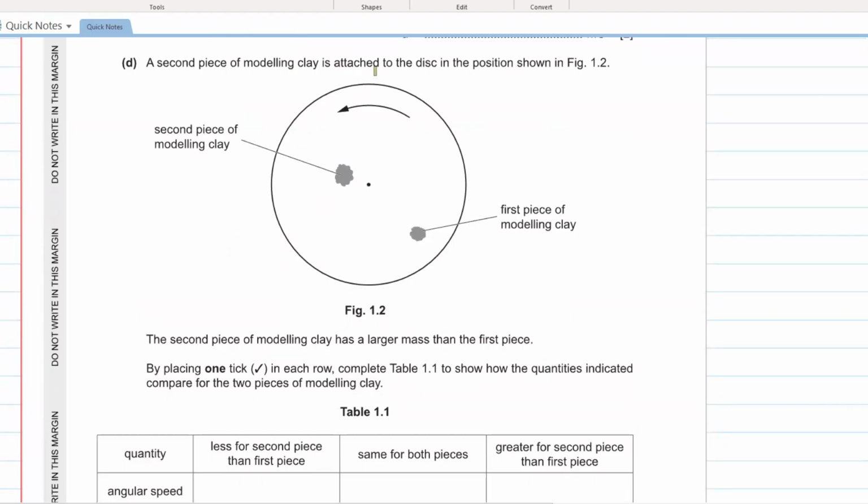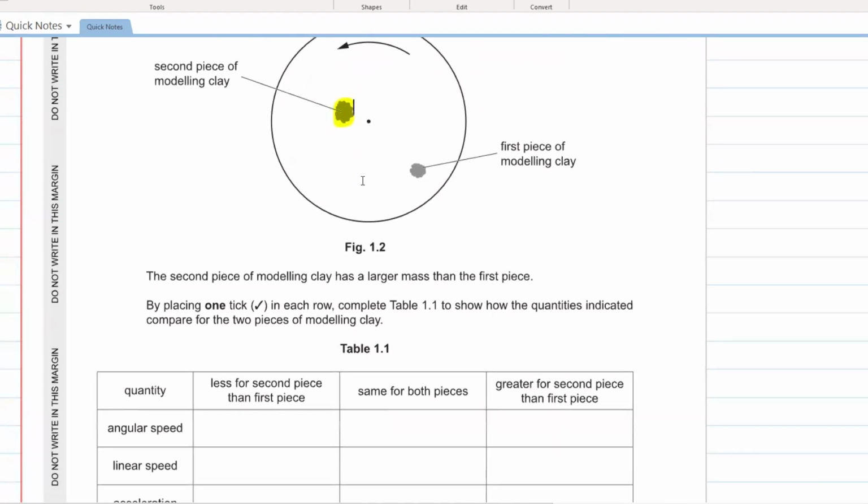A second piece of molding clay is attached to the disc shown in figure 1.2. ठीक है? Here is the second piece of molding clay. The second piece of molding clay has a larger mass than the first piece. By placing one tick in each row, complete table 1.1 to show the quantities indicated. Compare for the two pieces of molding clay.